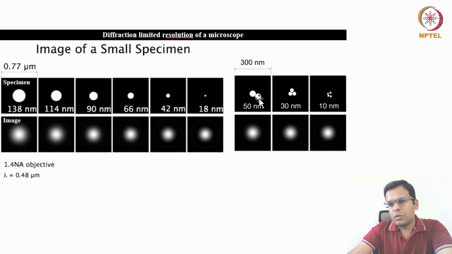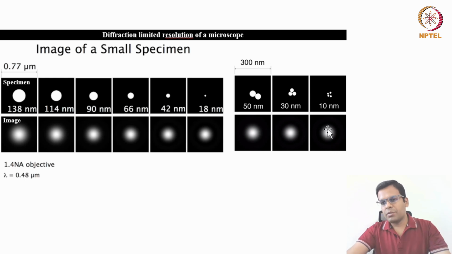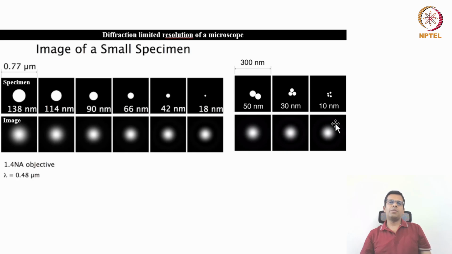If there are two objects of 50 nanometer lying close to each other, I will see the image like this. Unless they are separated by more than 212 nanometer, I cannot see them as two different objects. I will see only one diffraction pattern. Let's say here four objects of 10 nanometer are lying close to each other, but in the microscope image I will see only a single diffraction pattern because they are within 212 nanometers. This is the diffraction limited resolution of the microscope. Whatever you do, you cannot resolve structures beyond 212 nanometers.